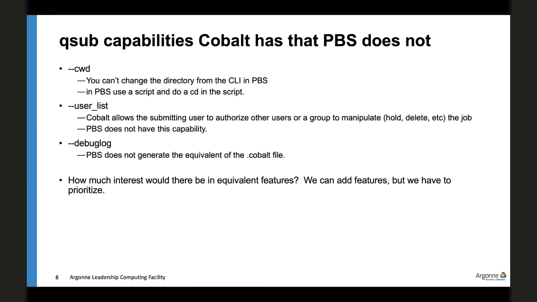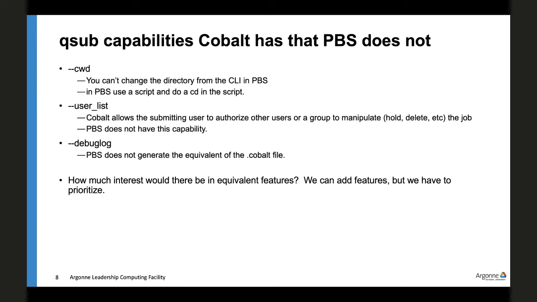So there are a few capabilities that Cobalt had that PBS does not. One of them is on the CLI. You could throw the -CWD and set your working directory. You can't change that from the command line in PBS. So if you have a need to do that, you have to run a script and then just do the CD in your script.